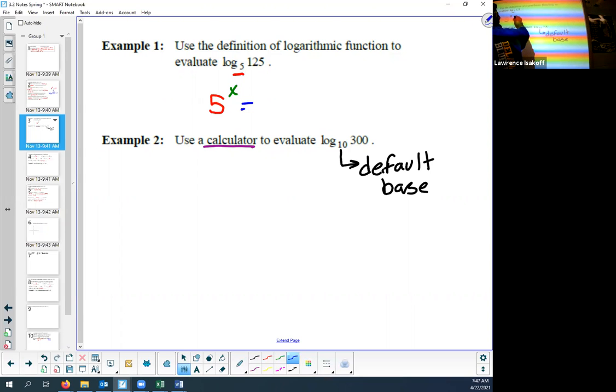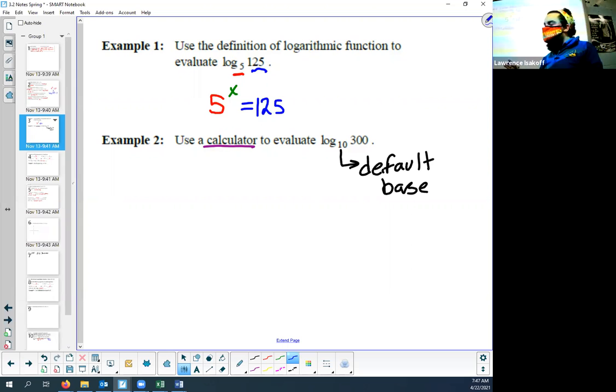And that's going to have to be equal to 125, which is inside the logarithm. So what was inside the logarithm is what I have to get equal to. The base of the logarithm is the base of my exponent. So now we're asking ourselves, 5 to what power gives me 125? 5 squared, 5 times 5, that's 25. Not there yet. 5 times 25 is 125.